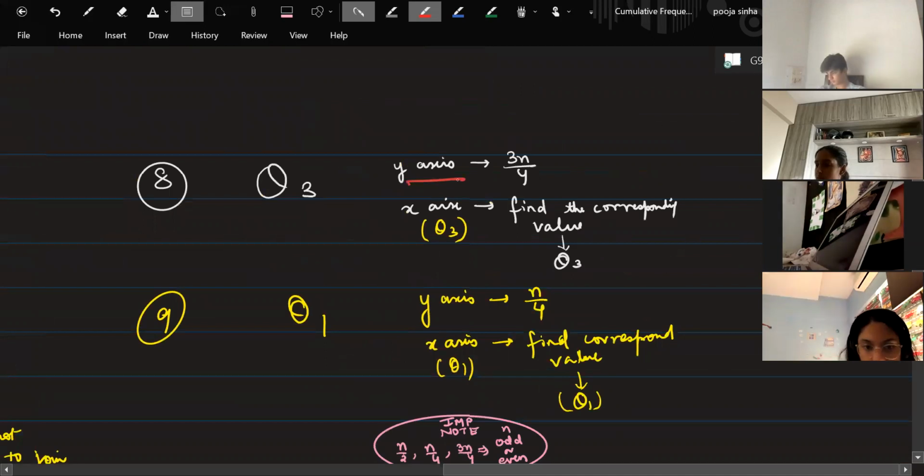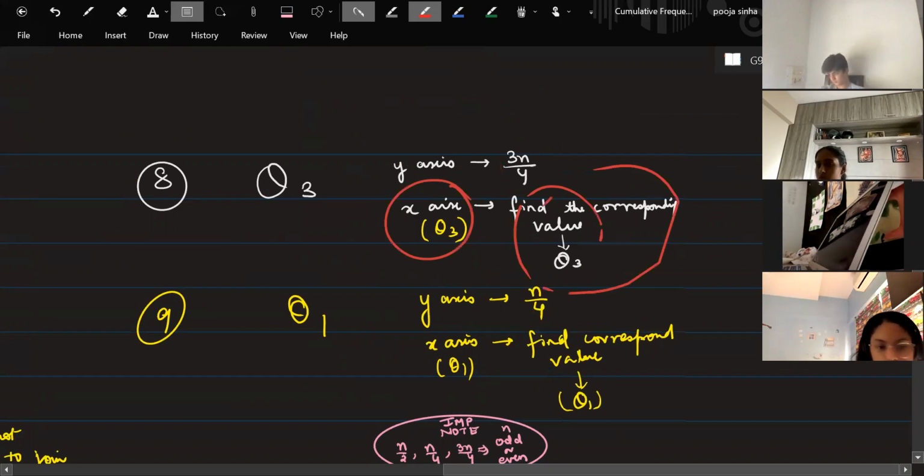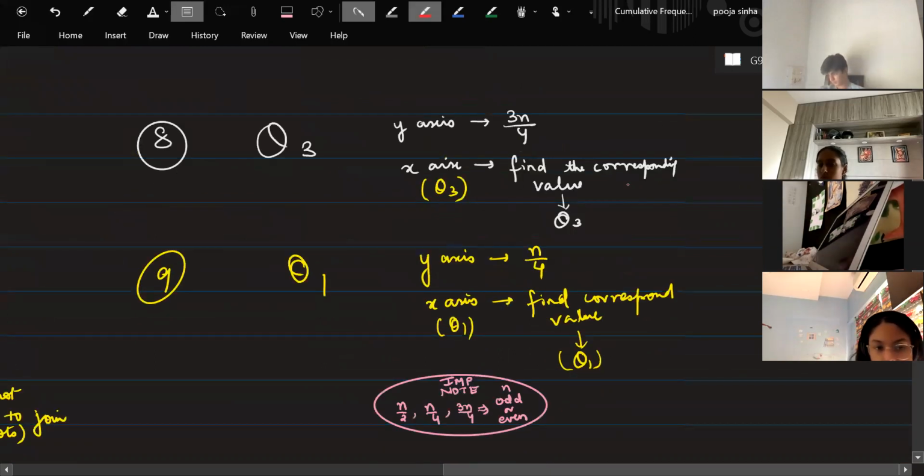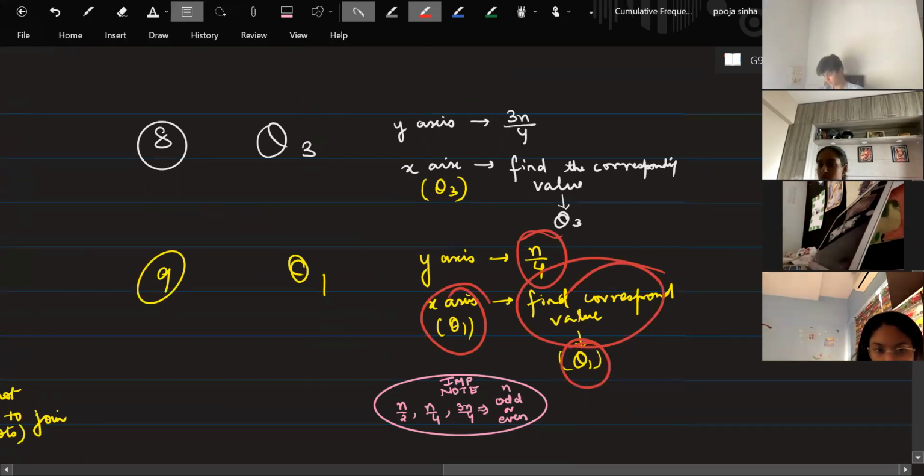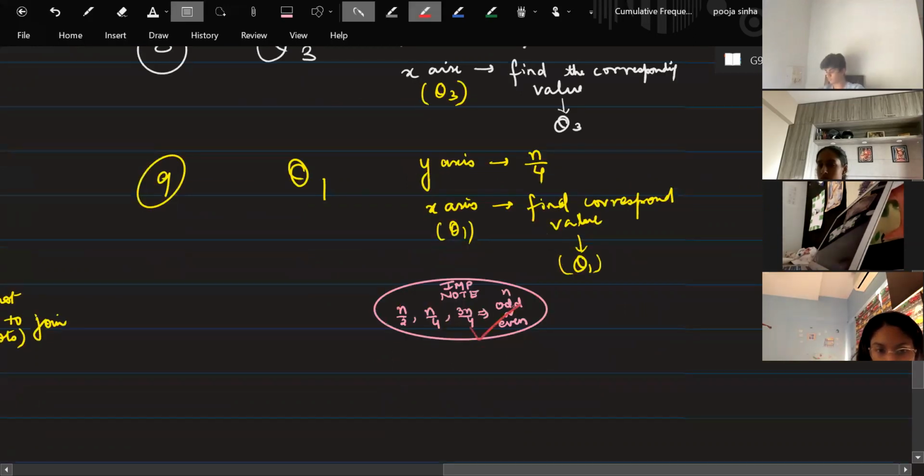For Q3, the same thing you will do. On the y-axis, you will do 3n by 4. On the x-axis, find out the corresponding value. That's the Q3. For Q1, y-axis, n by 4. On the x-axis, the corresponding value will give you the Q1. What is very important here? It doesn't matter whether n is even or odd. You have to use n by 2, n by 4, and 3n by 4 for Q2, Q1, and Q3.